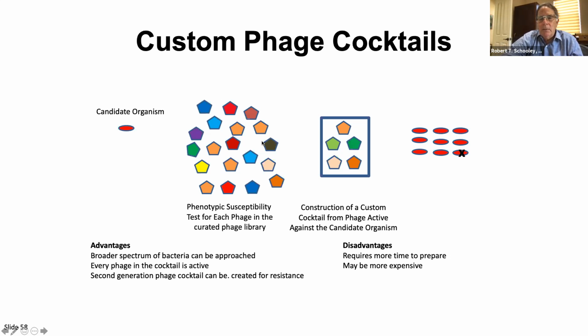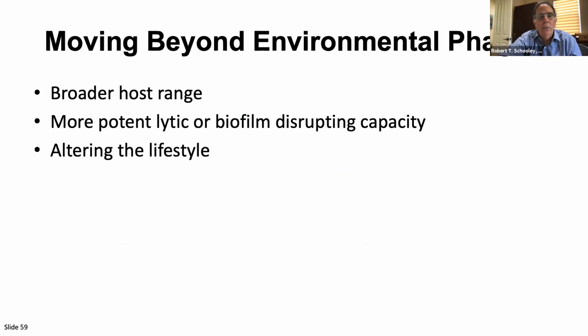So where are we now? Over time, we're moving beyond environmental phages and beginning to engineer phages and organisms that have characteristics that allow us to engineer their receptors so they're able to attack a broader array of bacteria of a given species. So we might be able to have more fixed phage cocktails.